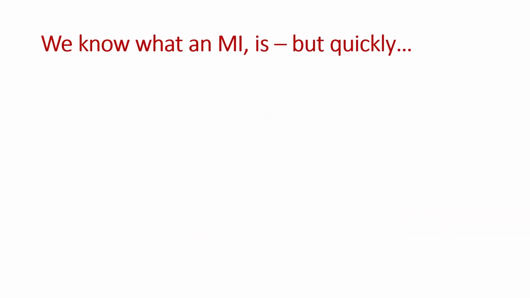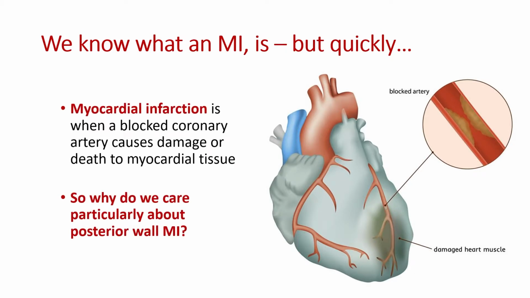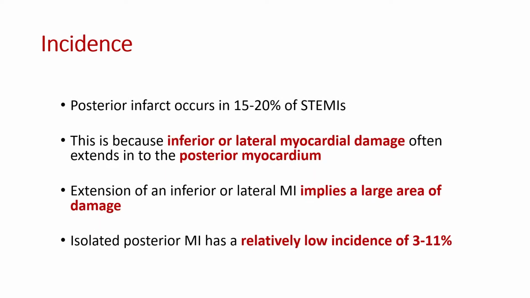Now, we don't really need to revisit MI. We know what an MI is. It's a blocked artery that causes an area of tissue necrosis and damage. But why do we particularly care about posterior wall MI when we already know that inferior or high lateral MI has a significantly high proportion of mortality? Well, actually, posterior infarct has been shown by some studies to accompany 15 to 20% of normal ST elevation MIs.